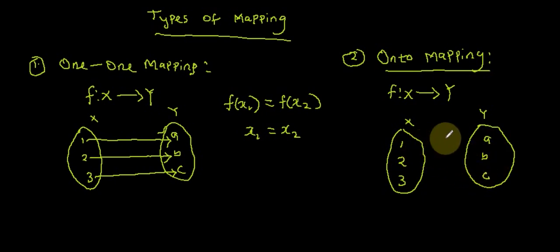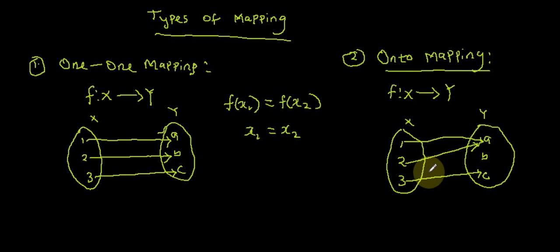Here now, when an element in the codomain is mapped to at least one element, that means like A now, A is mapped to 1 and A is still mapped to 2. This is an onto mapping. A can also be mapped to as many elements as it wants to be mapped to. So this is what we classify as onto mapping.